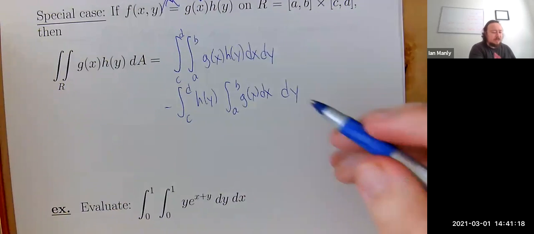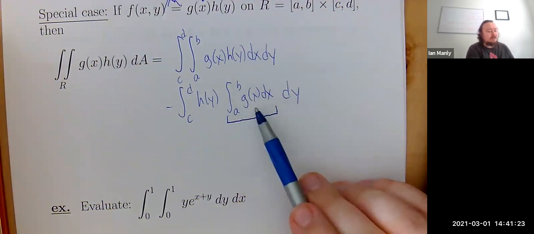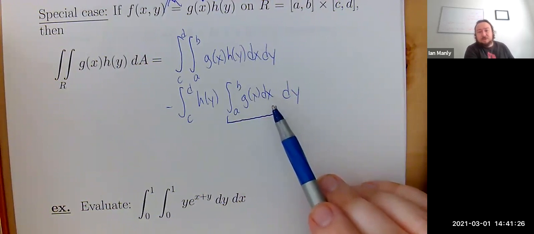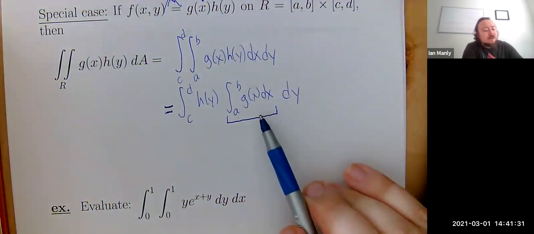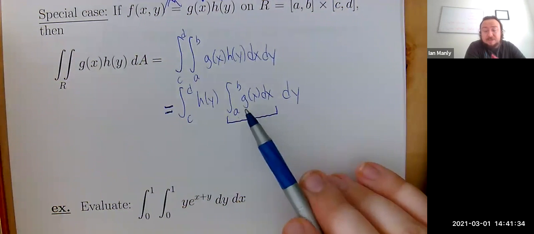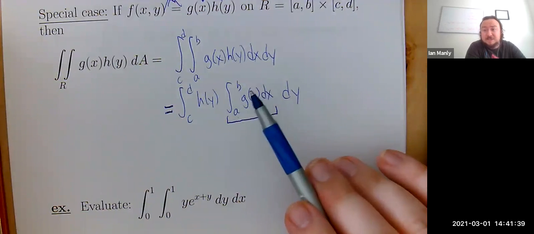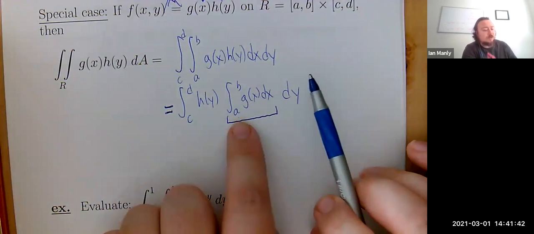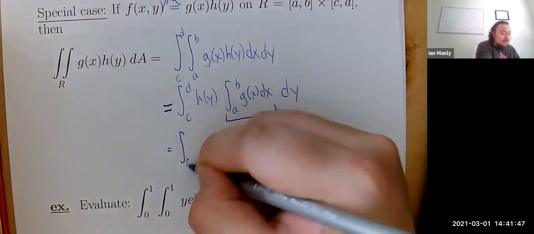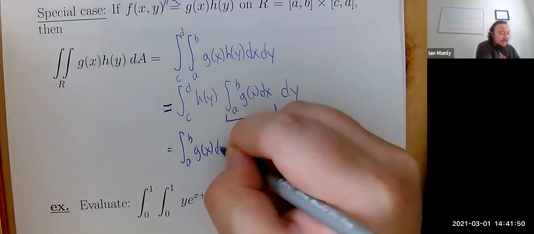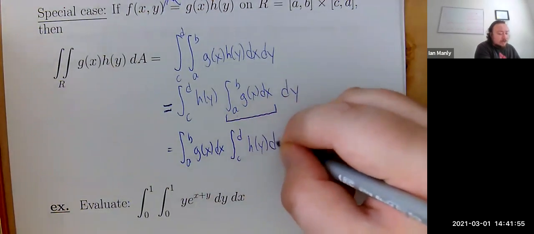Now let's take a look at this really carefully. What is a definite integral? We're doing the definite integral from a to b of g of x dx, right? Well, this is just a number, right? This number is the area under this curve right here. But this is just a fancy way of writing some kind of constant. So when we get this, we can move that constant out of this integral. So then we have the integral from a to b of g of x dx times the integral from c to d of h of y dy.